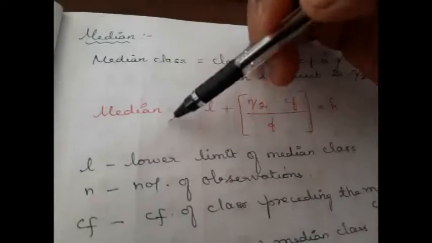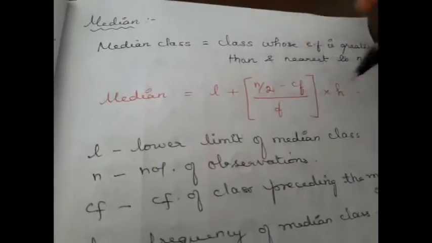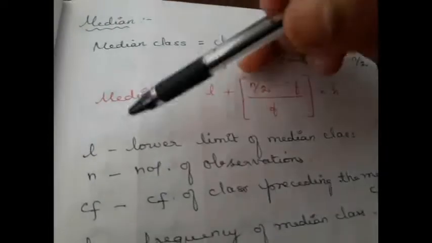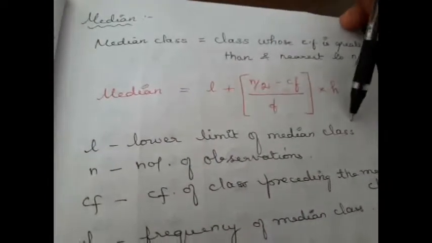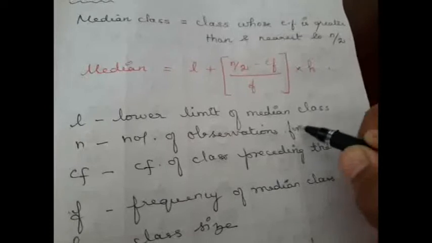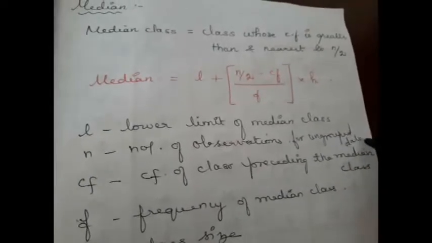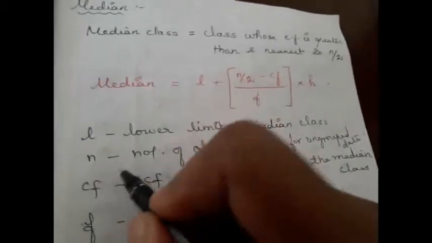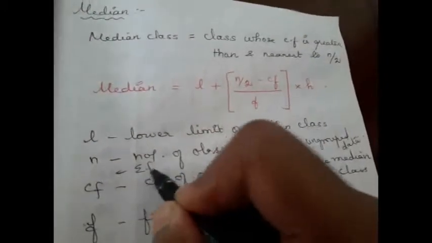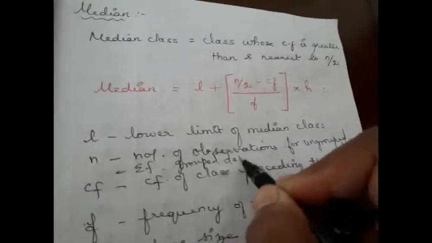So what is your median formula? L plus (n by 2 minus CF) divided by F into H. What is this L? L is the lower limit of the median class. Here n is the number of observations for ungrouped data. If it is grouped data, here n is summation F. N is summation F for grouped data, right?